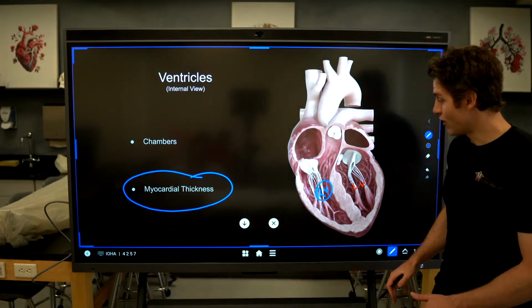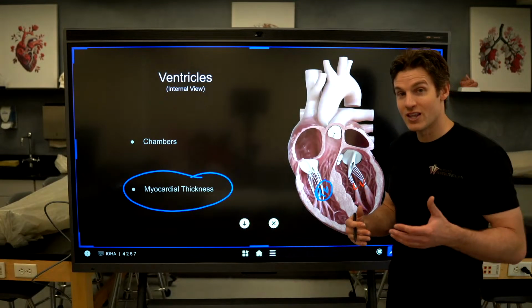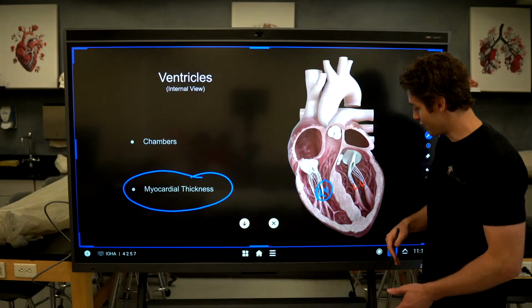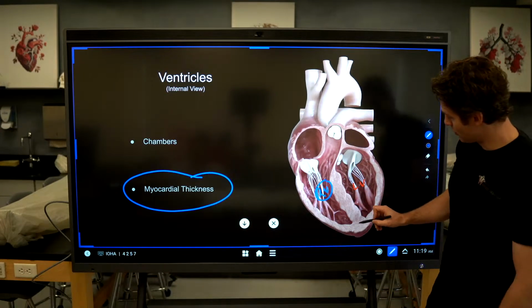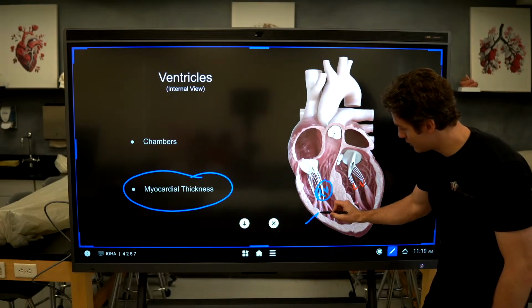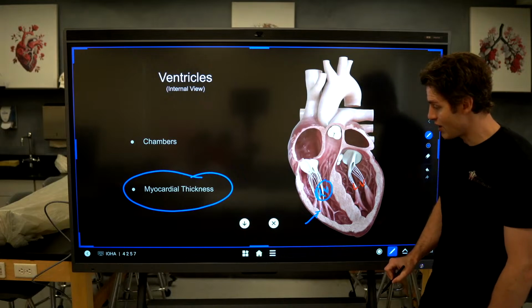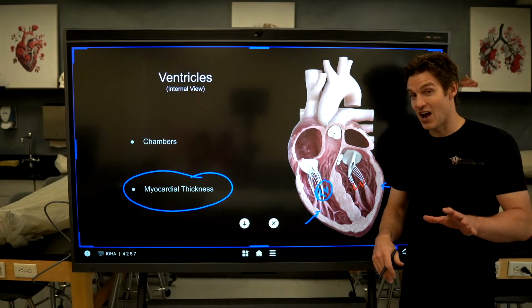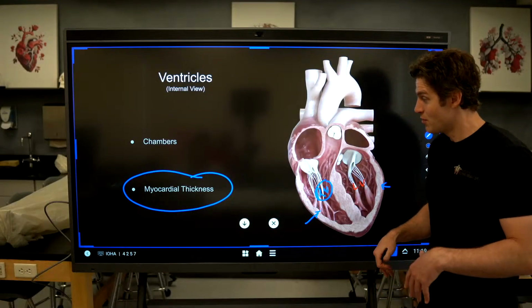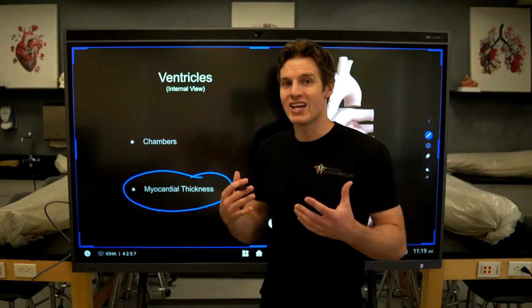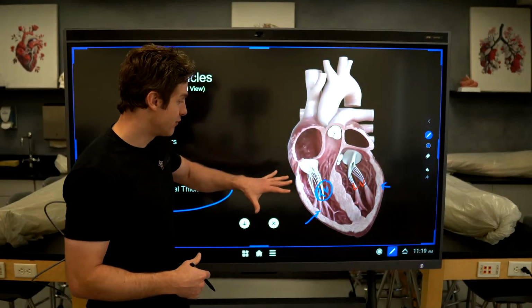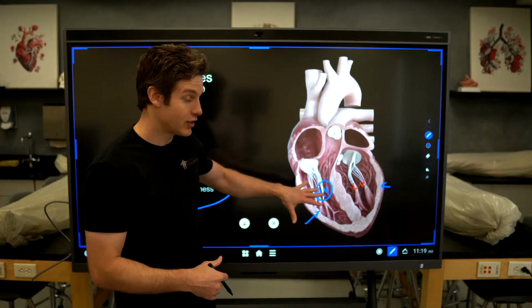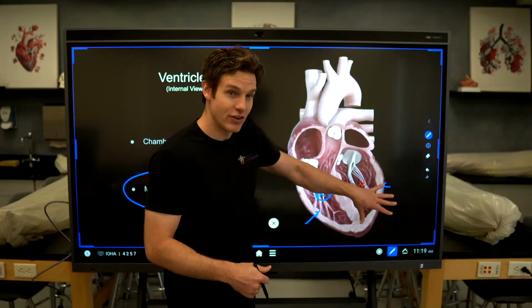The myocardial thickness is different between the right ventricle and the left ventricle. And this picture does a pretty good job here. You can see here is the wall thickness of the right ventricle, and it's even thicker on the left ventricle. We'll see in the cadaver dissection, it's even more dramatic, but I always love asking the students, well, why is that? Why is the right ventricle, that right ventricular wall, thinner than the left ventricular wall?